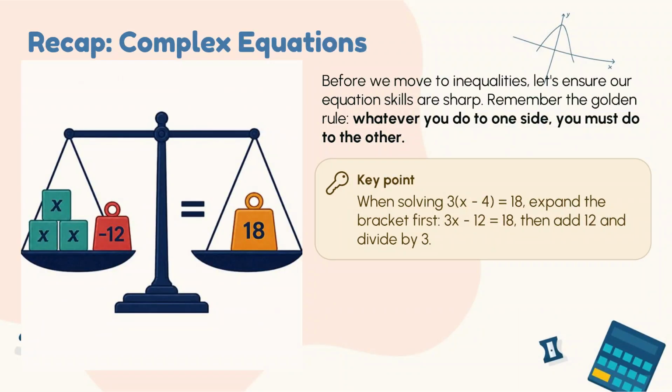Before we move into inequalities, let's quickly recap solving equations. The golden rule is, whatever you do to one side, you must do to the other. For example, if we solve 3(x - 4) = 18, we first expand the bracket. That gives us 3x - 12 = 18. Then we add 12 to both sides. So 3x = 30. Finally, we divide by 3. That gives x = 10. We'll use very similar steps when solving inequalities.